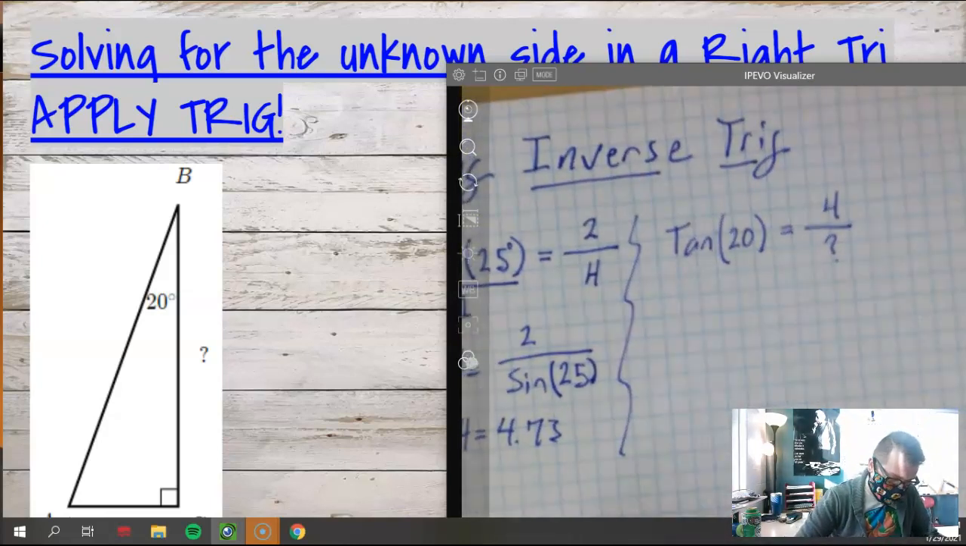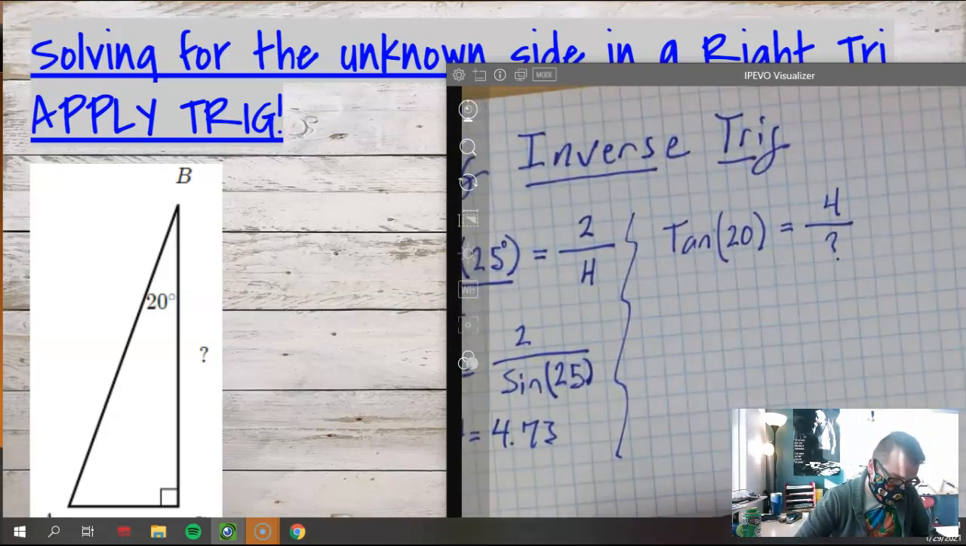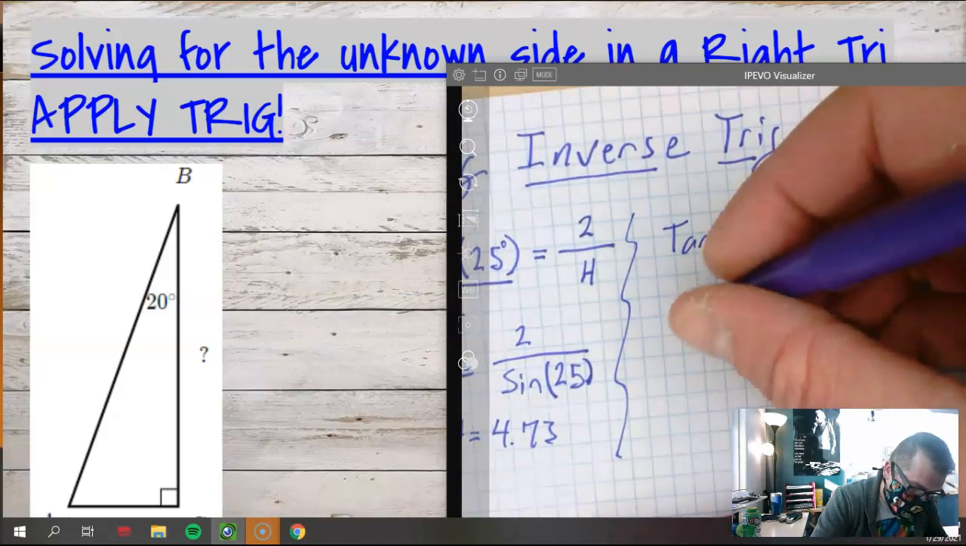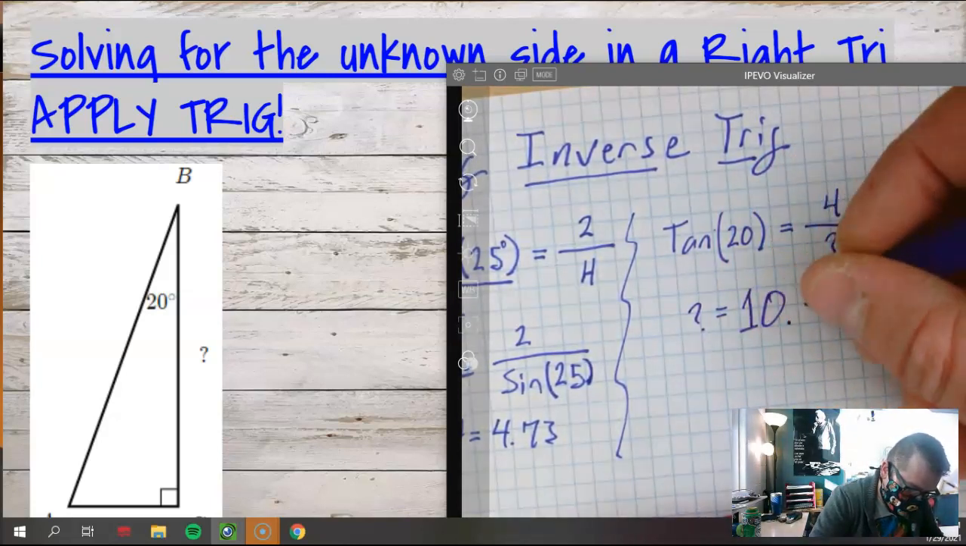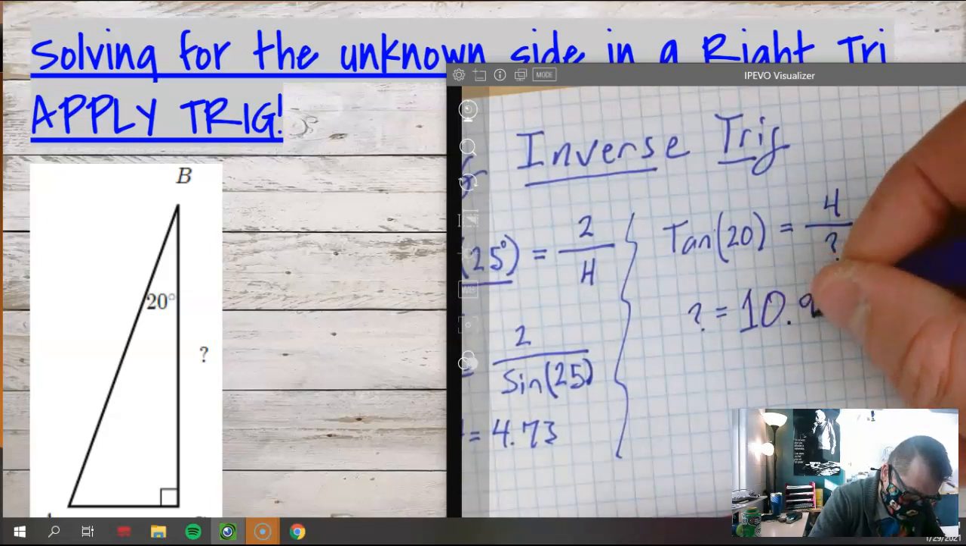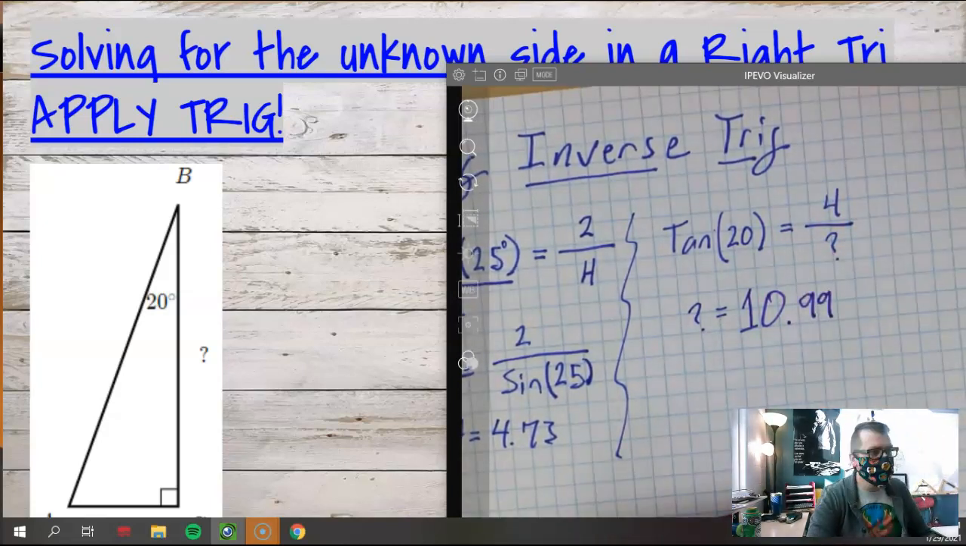All right, we can swap these values again. It comes out kind of easy. Well, easy to calculate. 4 divided by tangent of 20, making sure our calculator's in degrees, or else we'll probably get a funky answer. The question mark there. The unknown. I wish they were giving us variables. If we round to the hundredths place and round appropriately, 10.99.